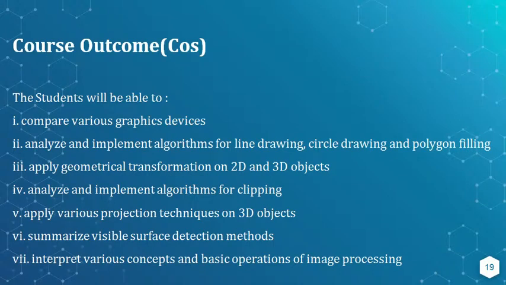A sample course outcome, and this course outcome basically came from computer graphics. The student will be able to compare various graphic devices. That is the first outcome. Analyze and implement algorithms for drawing circles and polygon filling. Like that, we should have nearly 7 outcomes, and these 7 outcomes can be changed to 5 outcomes.